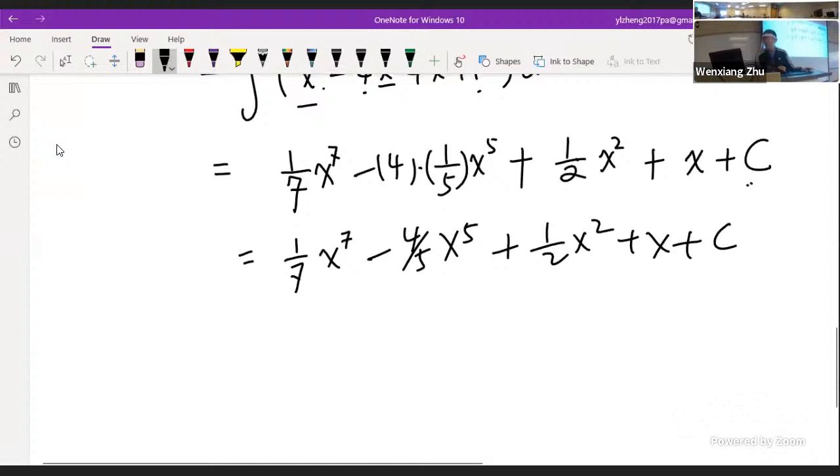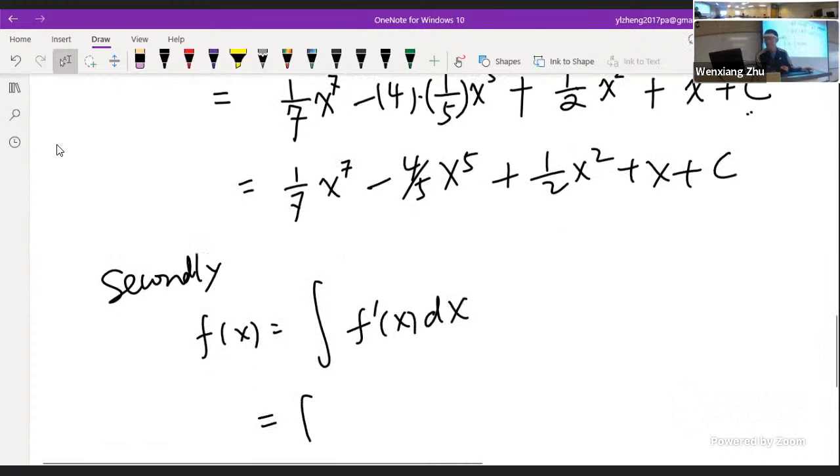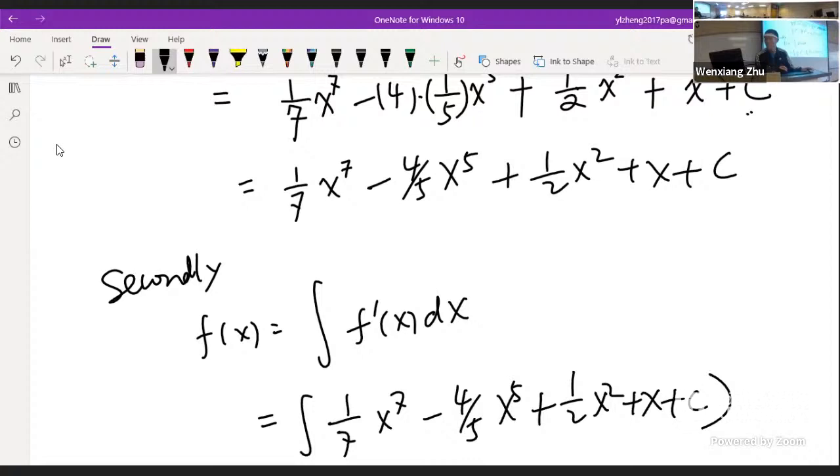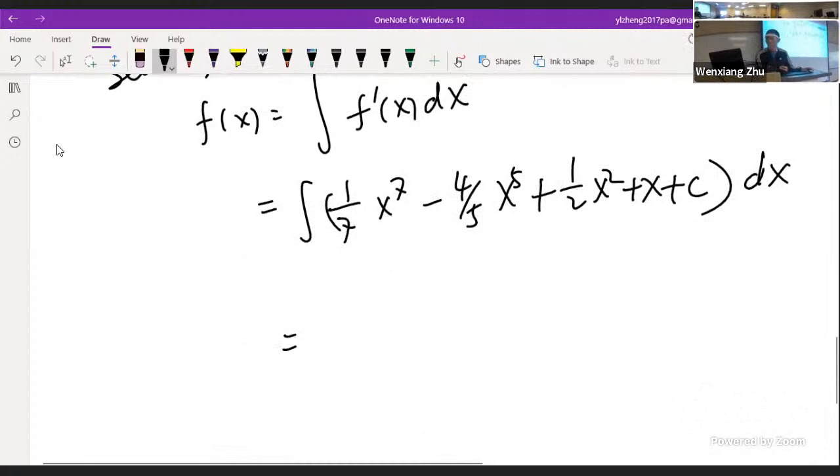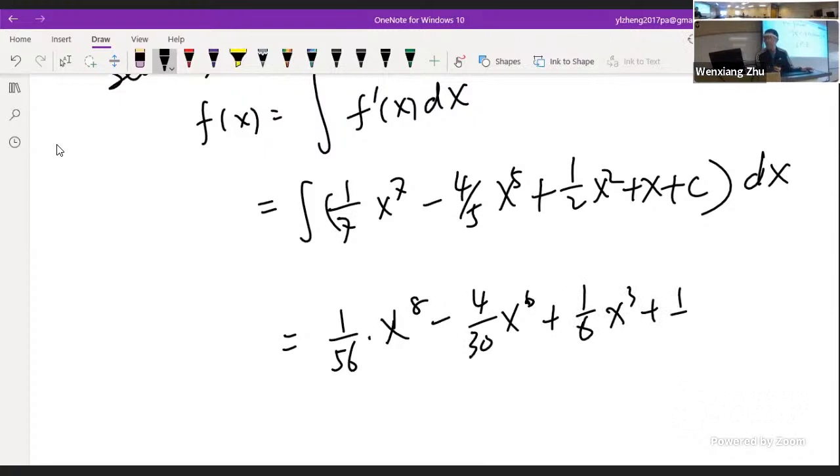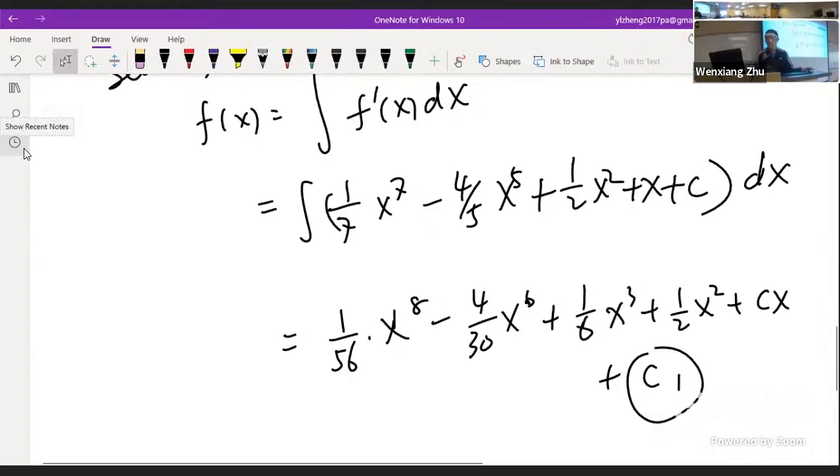Now we go one more step. To find f of x, you do the antiderivative of the result you just found. So you do the antiderivative of 1/7 x to the 7th minus 4/5 x to the 5th plus a half x squared plus x plus c. I'm going to rush to the end. You increase the power going backwards, you have 1/56 x to the 8th, then 4/30 x to the 6th, and 1/6 x to the 3rd plus 1/2 x squared plus cx. And now you have another constant coming out here because you did the antiderivative, so you call that c1. That is how we find f.